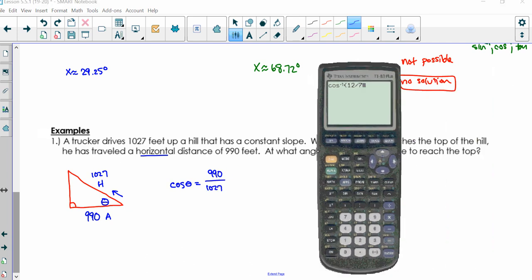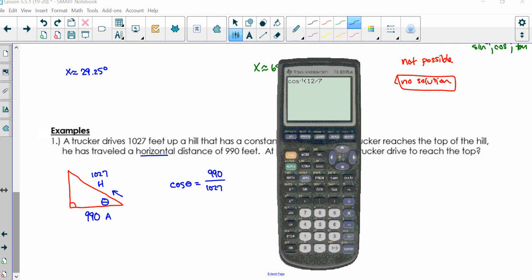Based off of those problems that we did up above, we should be able to solve these a lot quicker. I can see I'm going to do the cosine inverse of 990 divided by 1027. And that's going to tell me that theta is about 15.43 degrees. So he was driving uphill at about 15.43 degrees.